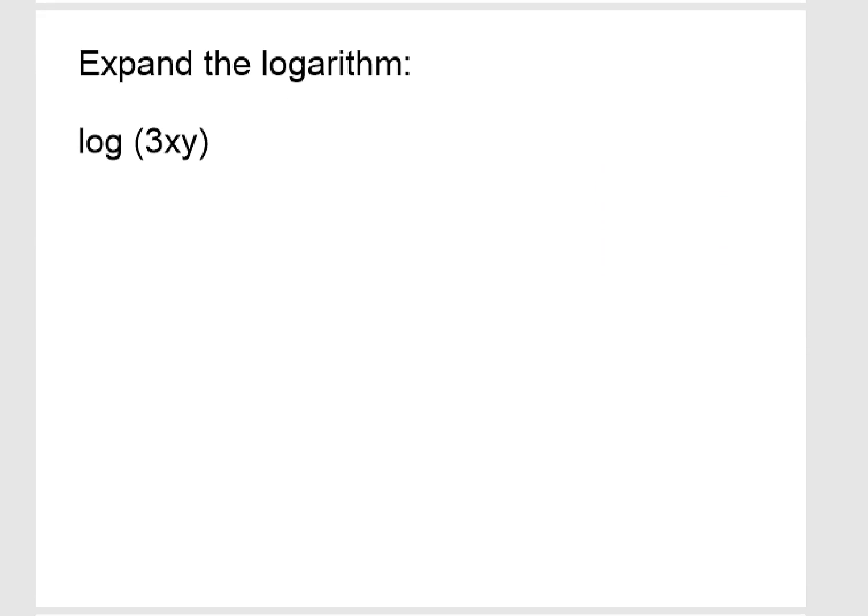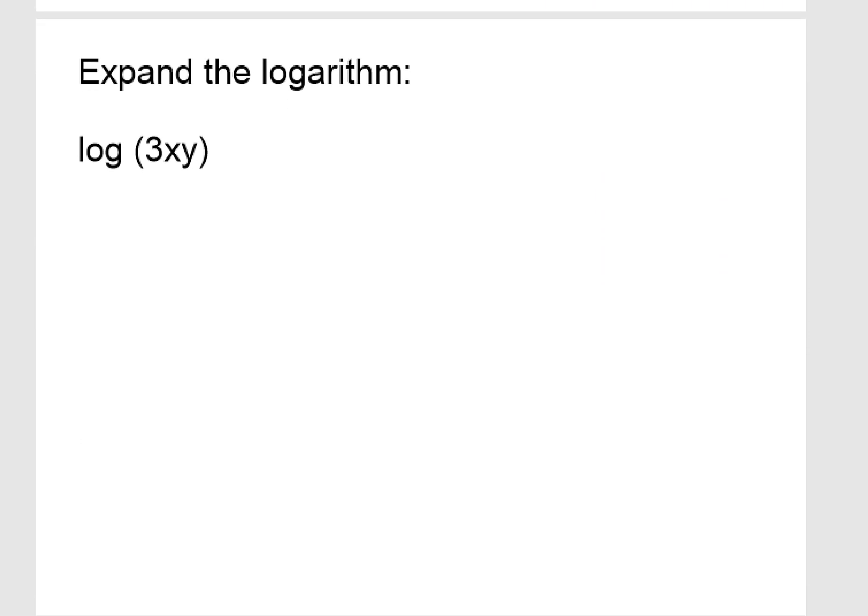So let's go ahead and apply that. So here I don't have a base. So remember that if I don't have a base, I understand this to be a common log. I understand that base to be 10. So I'm just going to still take that base and expand it, and it's going to go to each factor in the log. So log 3 plus log x plus log y.